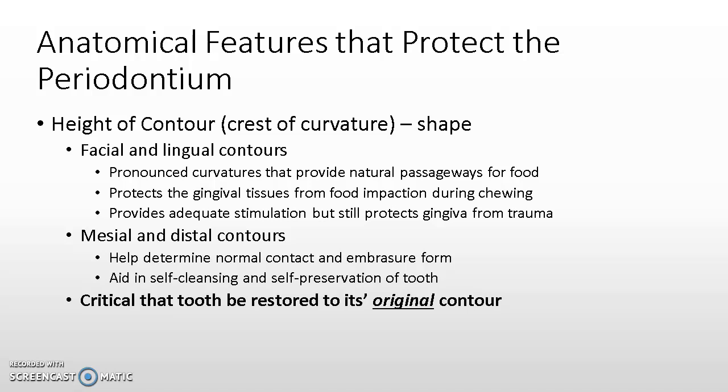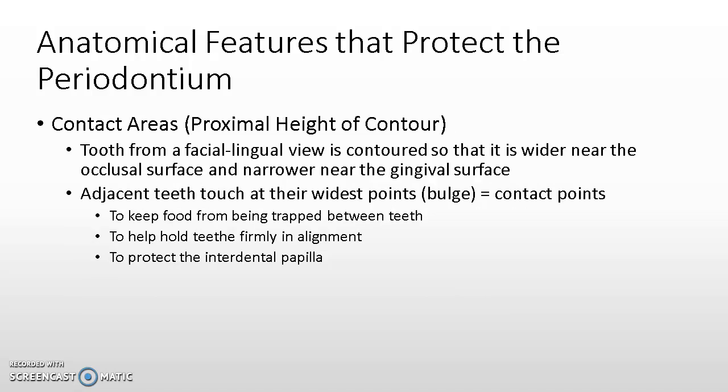The mesial and distal contours help to determine normal contact and form the embrasure between the teeth. The mesial and distal contours also aid in self-cleansing of the tooth and for self-preservation of the tooth. When you're fabricating a provisional, it is critical that the tooth be restored to its original contour.